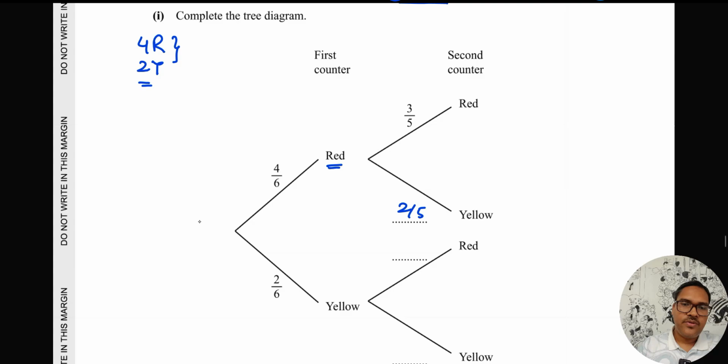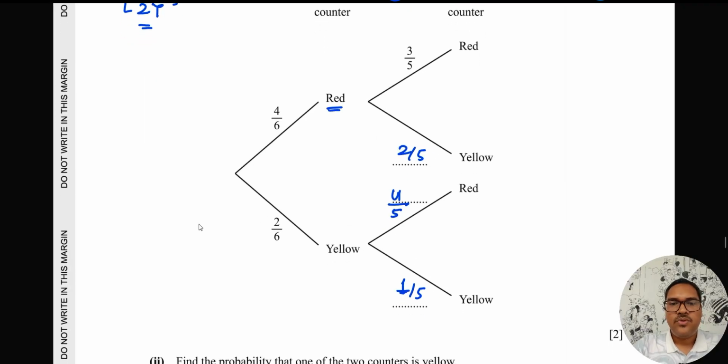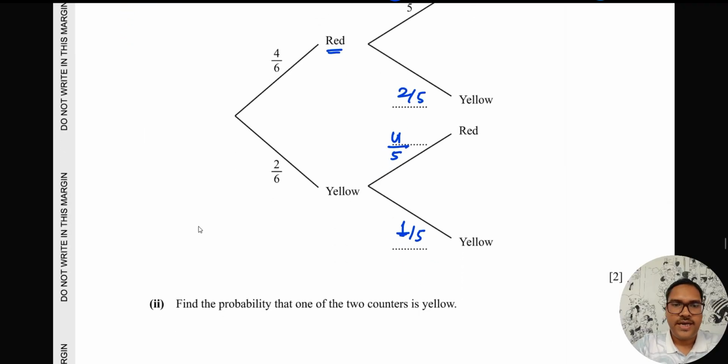Now if you have selected one yellow marble in the first, what is the probability of the second being red? There is no change in red, so this will be 4 red upon the total. Because we have removed one, there will be a total of 5 marbles. Now if you have removed one yellow in the first case, how many yellow are left? This will be 1, so this is 1 by 5. So that is how you can complete this tree diagram.